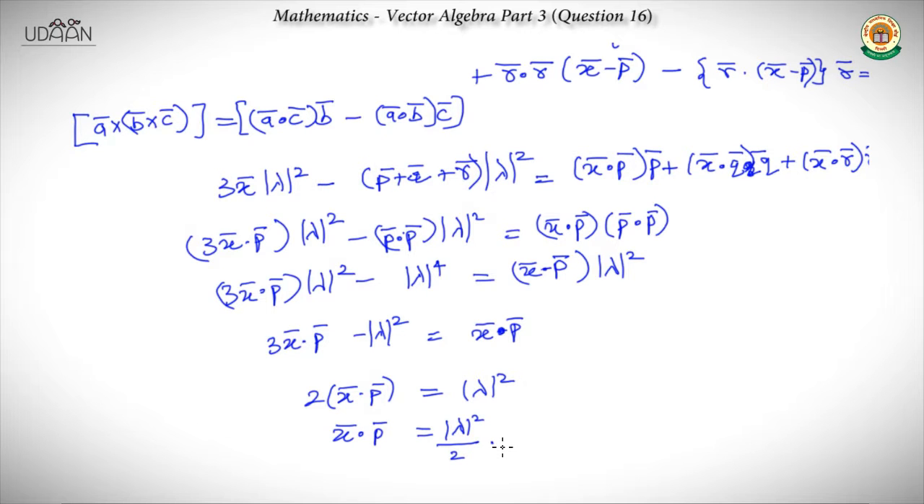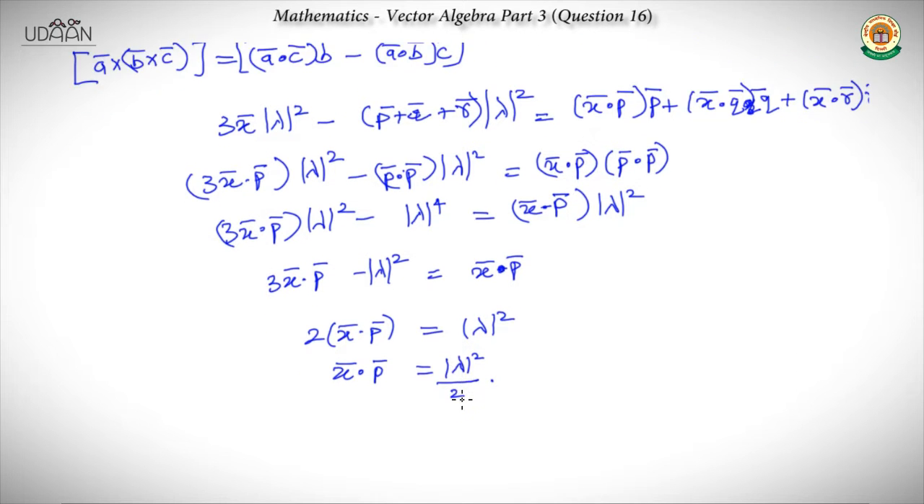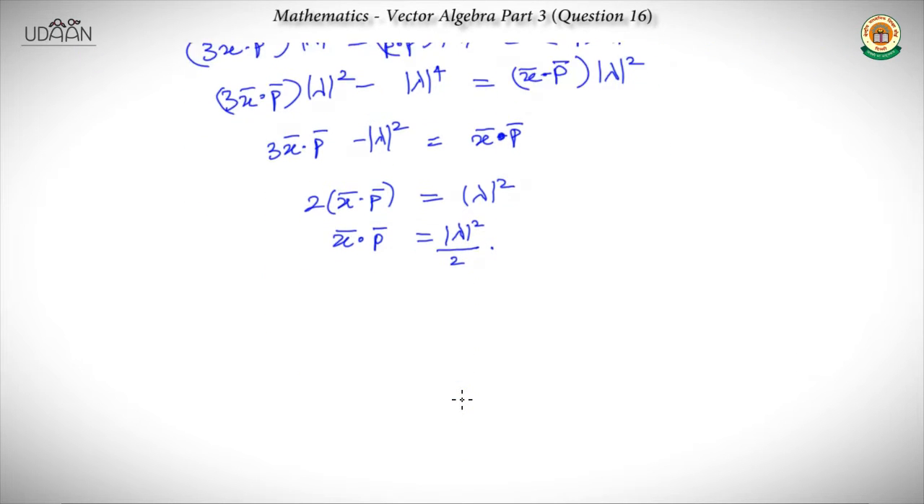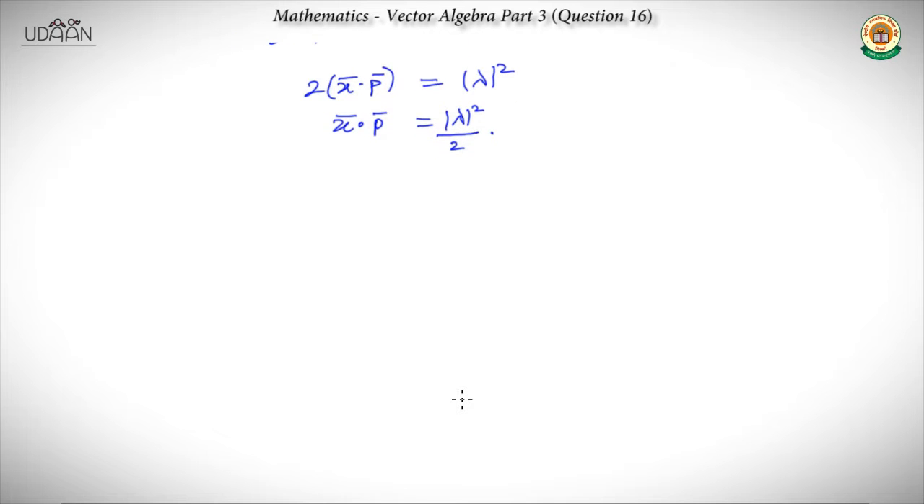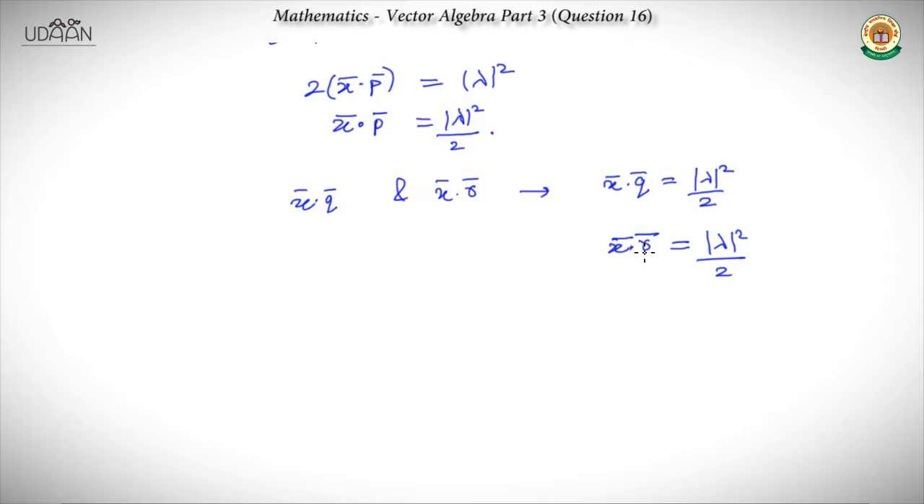Now where we took the dot product with p bar, if instead of p bar we take q bar or r bar, we get the values of x bar dot q bar and x bar dot r bar, which I have found. x bar dot q bar comes out to be mod lambda square by 2, and also x bar dot r bar. Which is intuitive because there was no specificity about p. So whatever we got for p, we had to get it for q and r. Symmetry. So we have got these values.